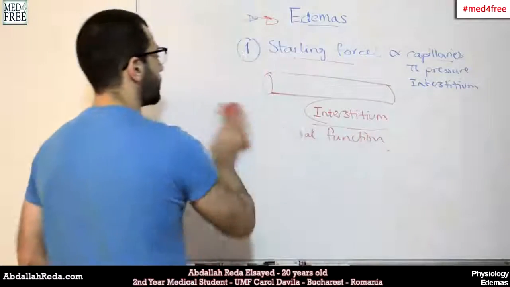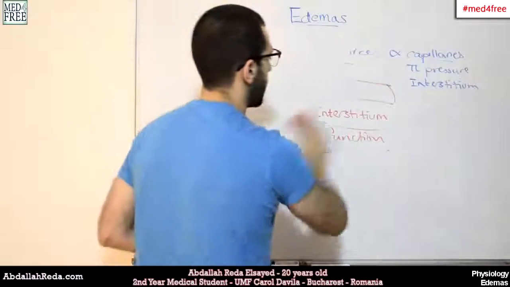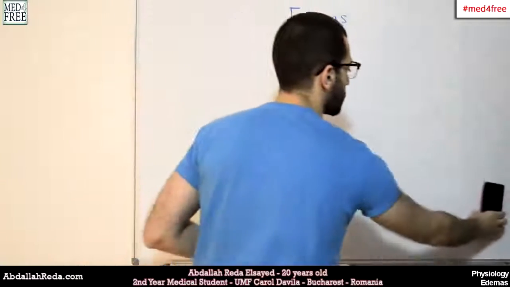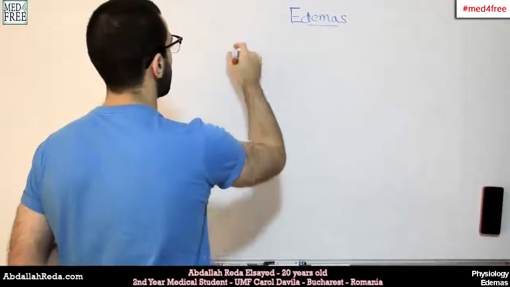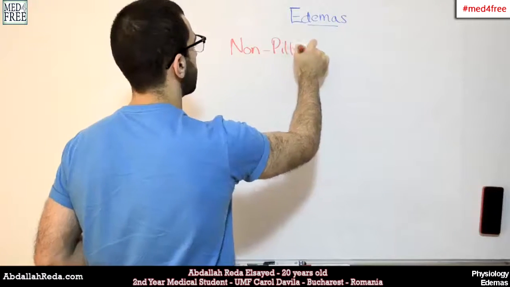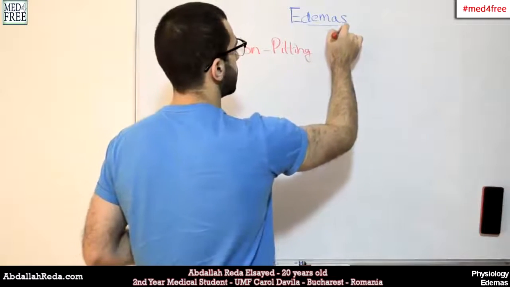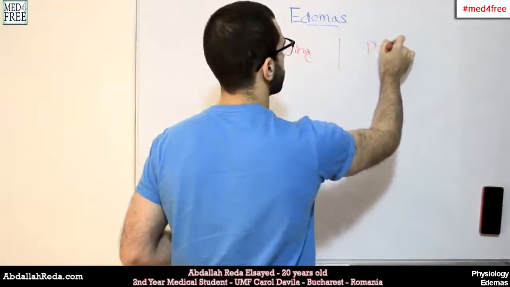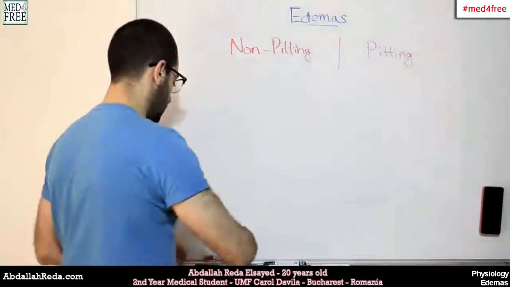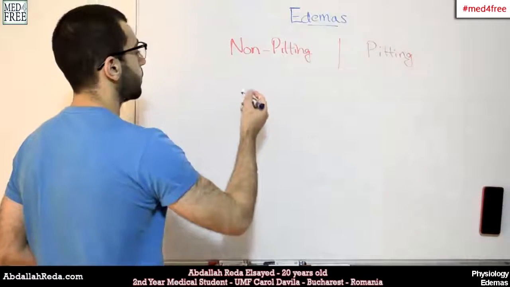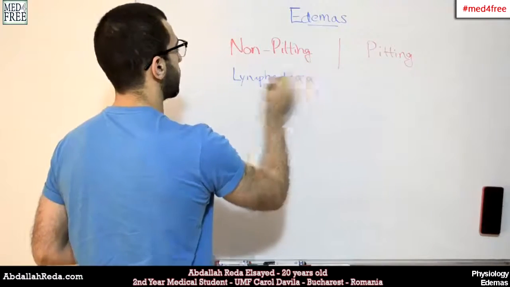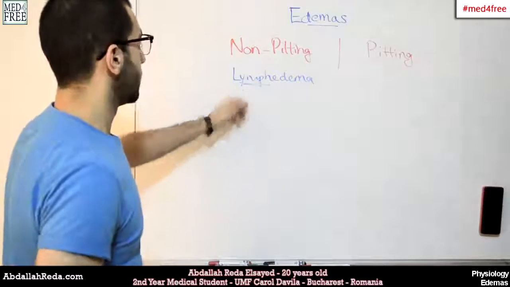So what are the types of edema that we have? We can classify the types of edema into two main categories. One of them is called non-pitting, and the other one is called pitting. The non-pitting edema has another name, which is called lymphedema, and from this name we can see that it's related to lymph.